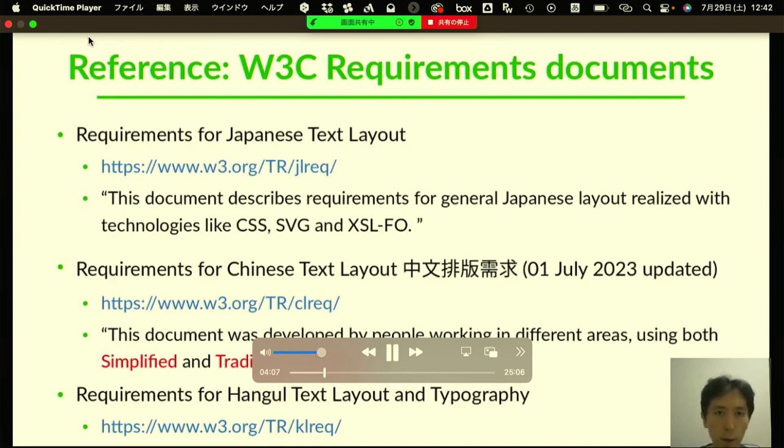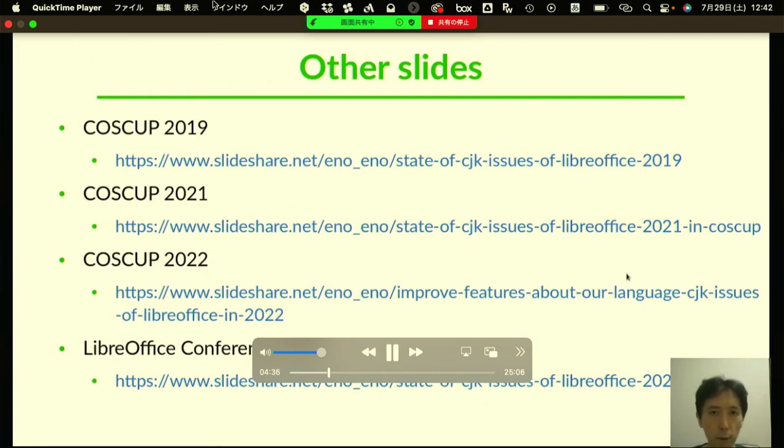For reference, please check the W3C requirements documents for Japanese text layout and Chinese text layout. The Chinese text layout covers simplified and traditional Chinese, and there is also Hangul text layout. The Chinese text layout document was recently updated. If you want, please check my previous slides.